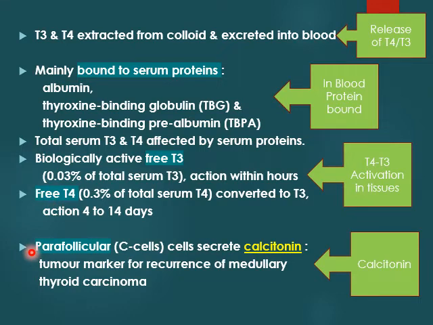Now the other group of cells in the thyroid, known as the parafollicular or C cells, secrete calcitonin, which is a tumor marker for the recurrence of medullary thyroid carcinoma.